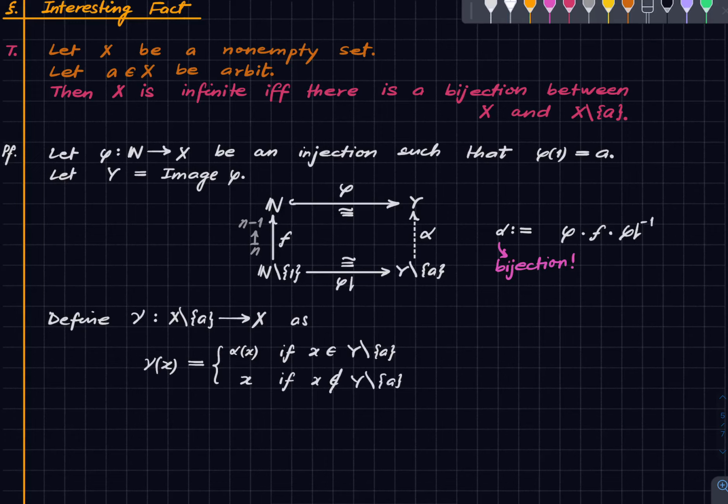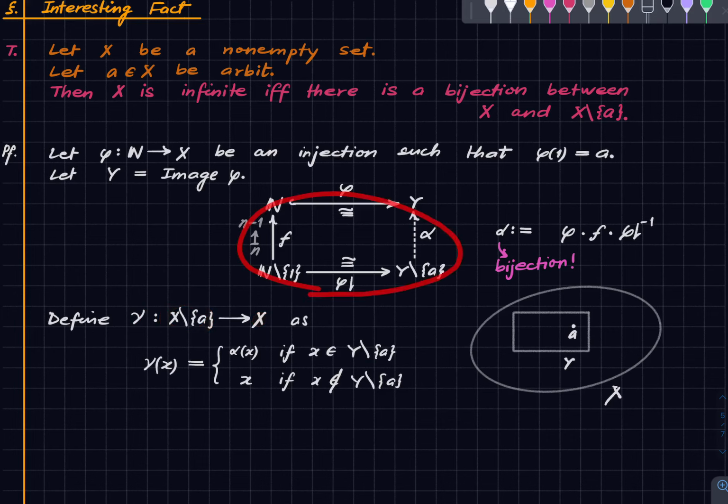Right? So gamma is a bijection. Again, you can draw a picture. So this is x, and inside you have y, and here somewhere you have the point a. So what is gamma doing? It is taking y minus a to y bijectively, and everything outside is remaining fixed. So that should make it clear that gamma is a bijection, and we have created a bijection between x minus a and x. So all this reasoning again may seem complicated, but what are we doing?